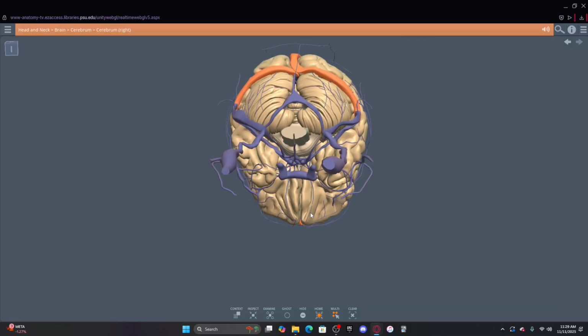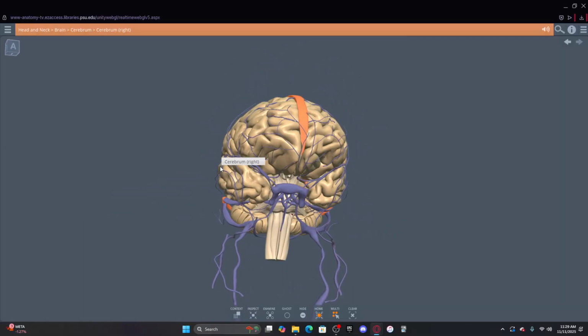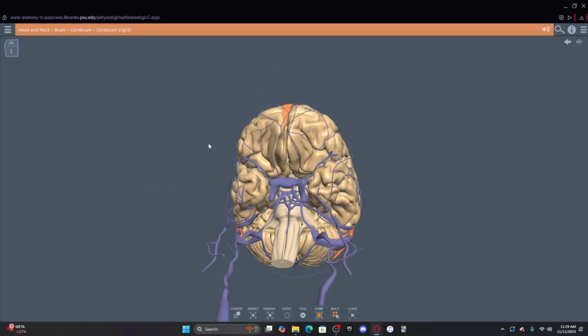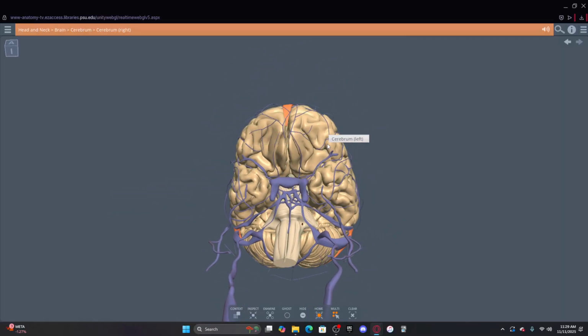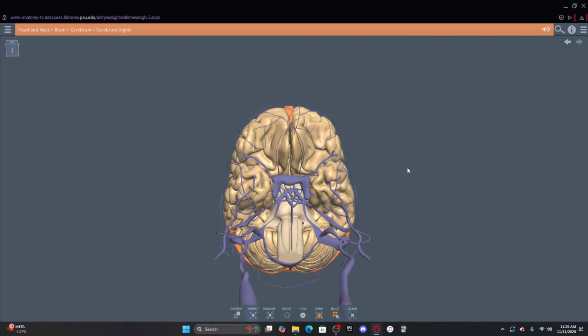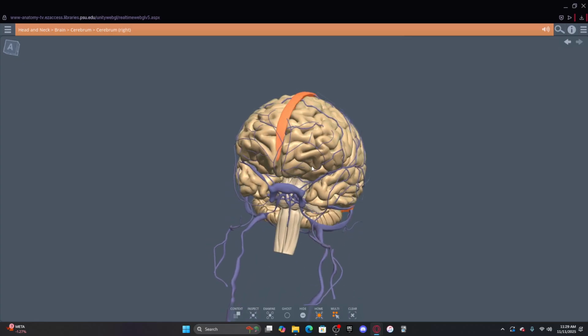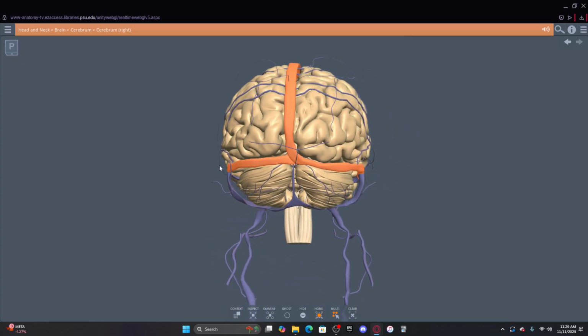But if it's turned around, it's going to be flipped. This is going to be right, this is going to be left. So make sure you know that depending on how you're looking at it, it's going to look different. Different lobes are going to be in different areas. It's going to be flipped, inverted. So make sure you know how you're looking at it and which side is which.